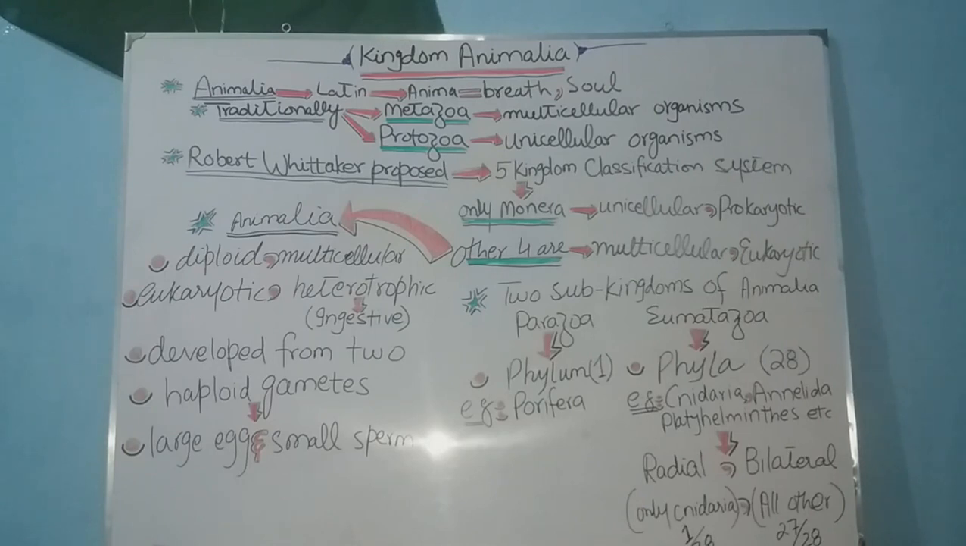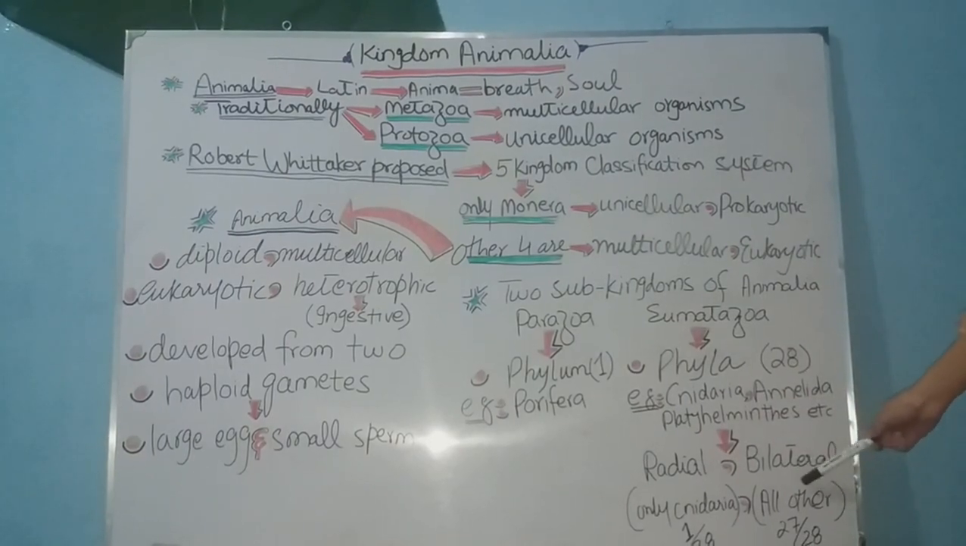If we check the details of the sub-kingdom Eumetazoa, we come to know that the organisms of Eumetazoa show two types of symmetry, radial symmetry and bilateral symmetry. Out of these 28 phyla of Eumetazoa, only one phylum shows radial symmetry, while the remaining 27 phyla show bilateral symmetry.